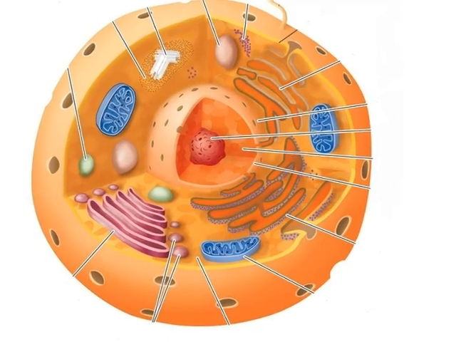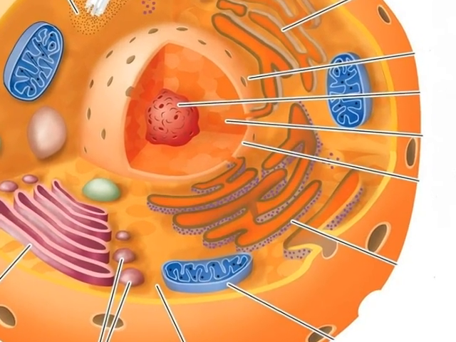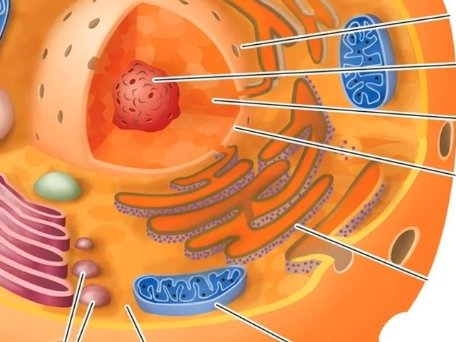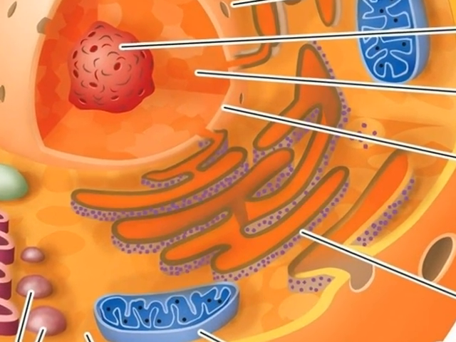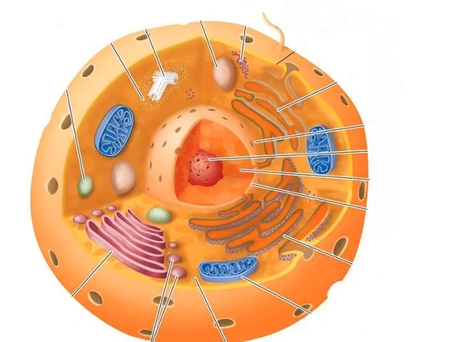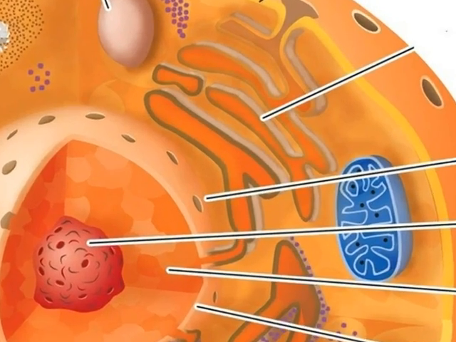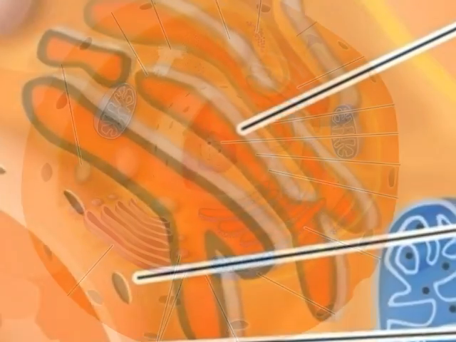Here we have the rough ER. It has bound ribosomes and produces protein for either the cell or the membranes outside the cell. The rough ER is also involved in membrane production. Next up is the smooth ER. The smooth ER detoxifies poison, stores calcium, synthesizes lipids, and metabolizes carbs.